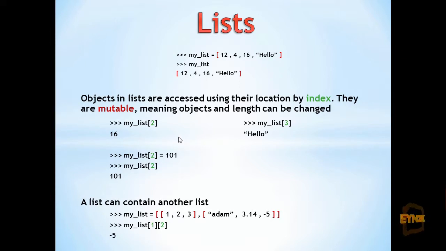Items in a list can be changed such that we can reassign 16 to the value of 101 and print it off to the console such that we get 101.